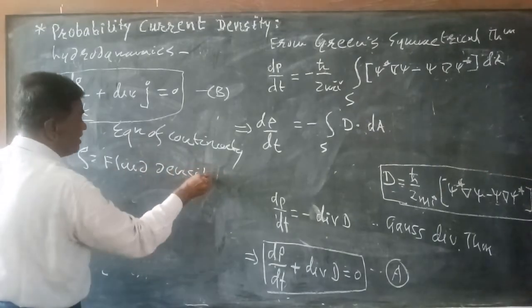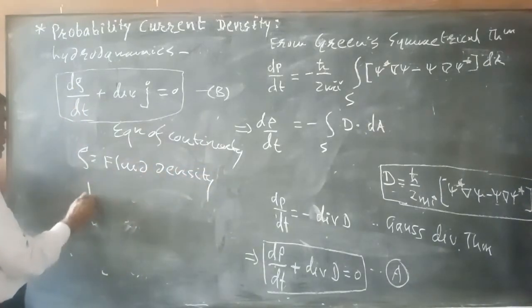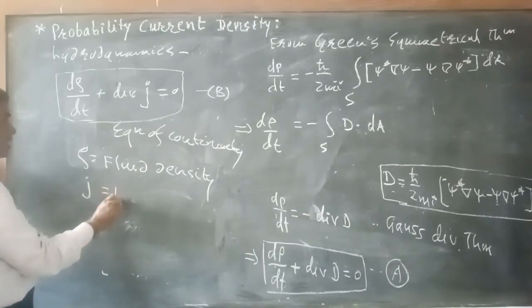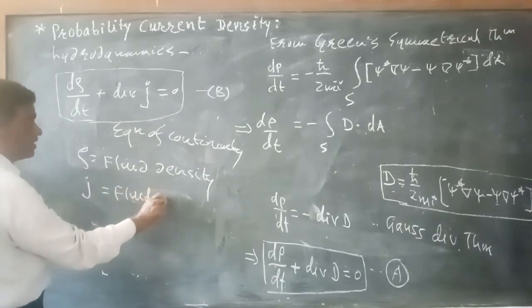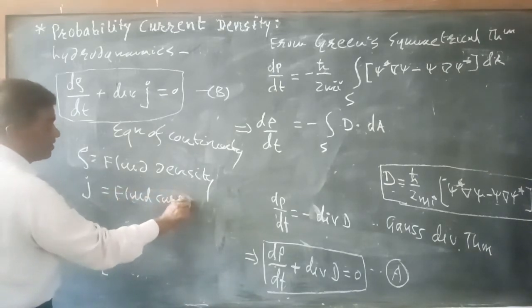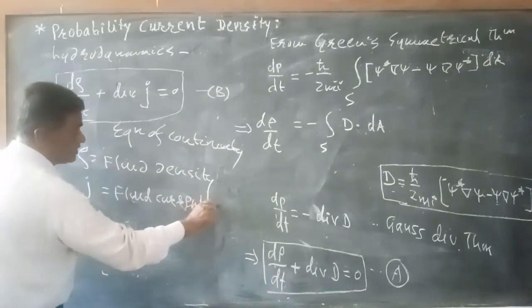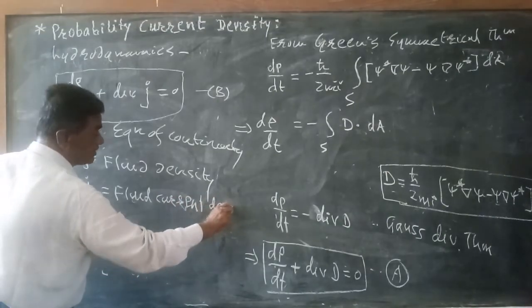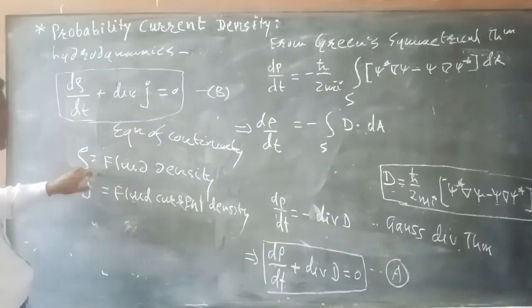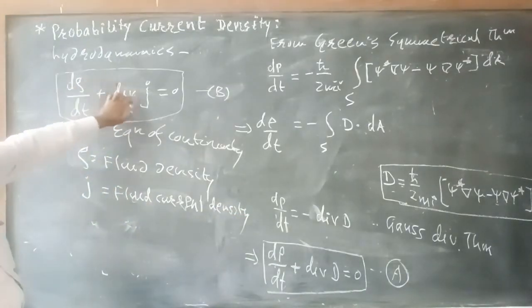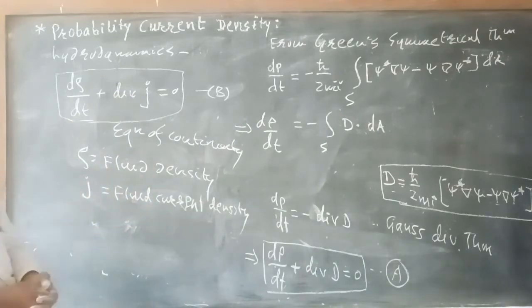And J is nothing but the fluid current density. So in the above equation, ρ is the fluid density, and J is the fluid current density.